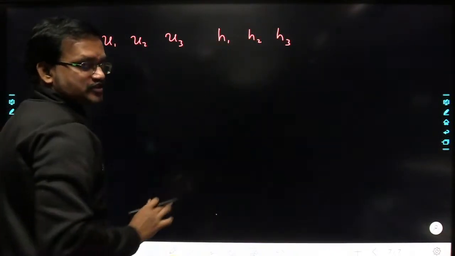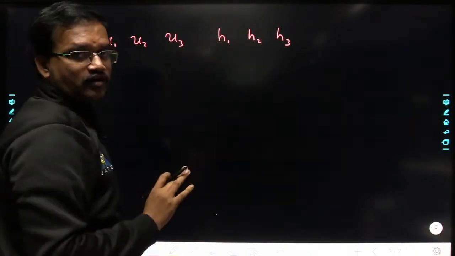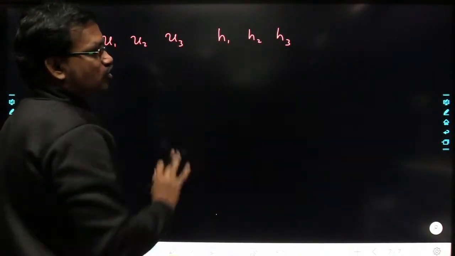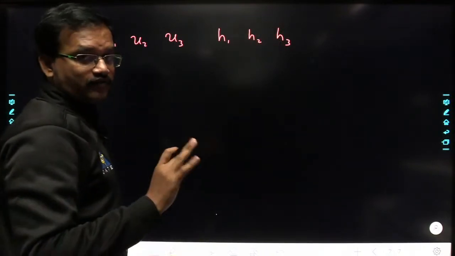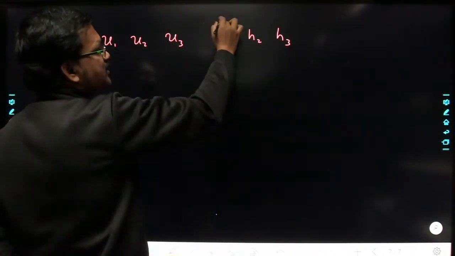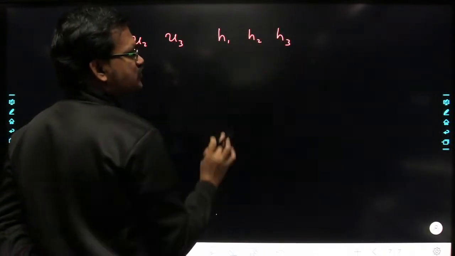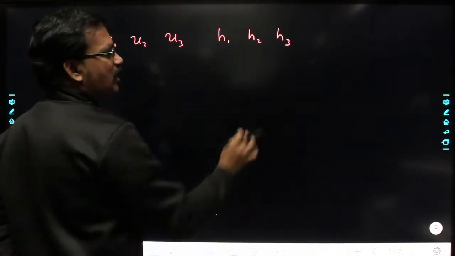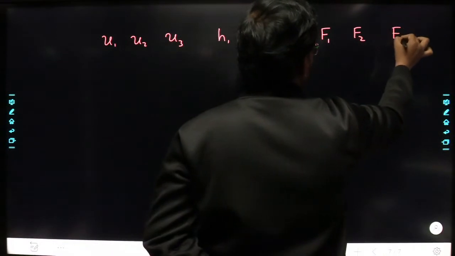These are nothing but coefficients. In rectangular coordinate system, h1 is the coefficient of dx, h2 is the coefficient of dy, h3 is the coefficient of dz. Right. In cylindrical coordinate system, h1 is the coefficient of d rho, h2 is the coefficient of d phi, h3 is the coefficient of dz. Right. In spherical coordinate system, h1 is the coefficient of dr, h2 is the coefficient of d theta, and h3 is the coefficient of d phi. Right. Next, here f1, f2, f3.